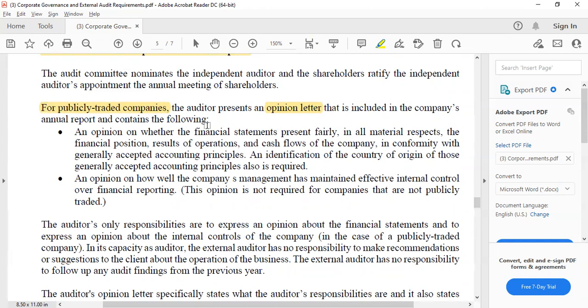First, an opinion on whether the financial statements present fairly in all material respects the financial position, results of operations, and cash flows of the company in conformity with the generally accepted accounting principles. So this opinion, the first content, is more on the audit opinion, whether sa man siya unqualified opinion, qualified opinion, adverse opinion, and so on.